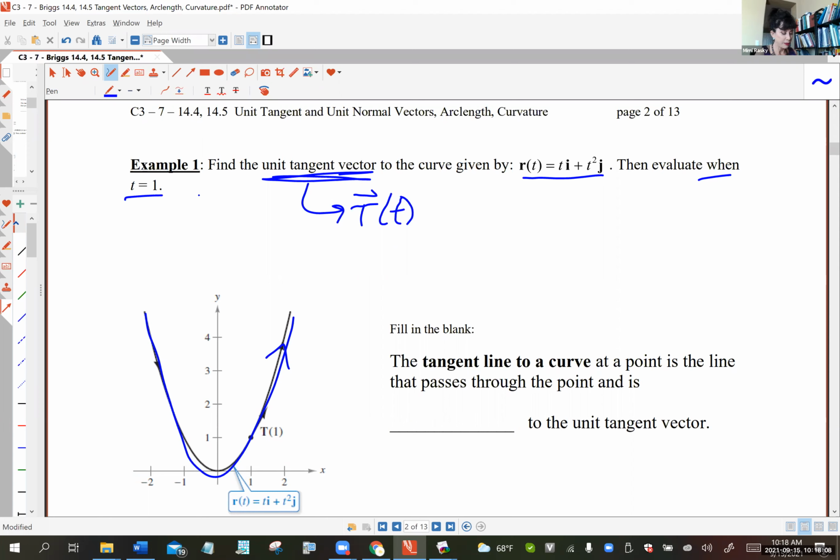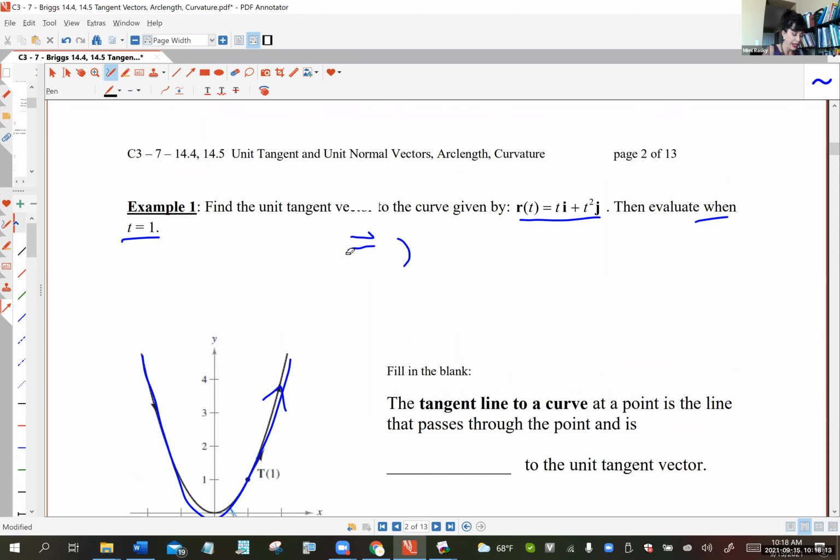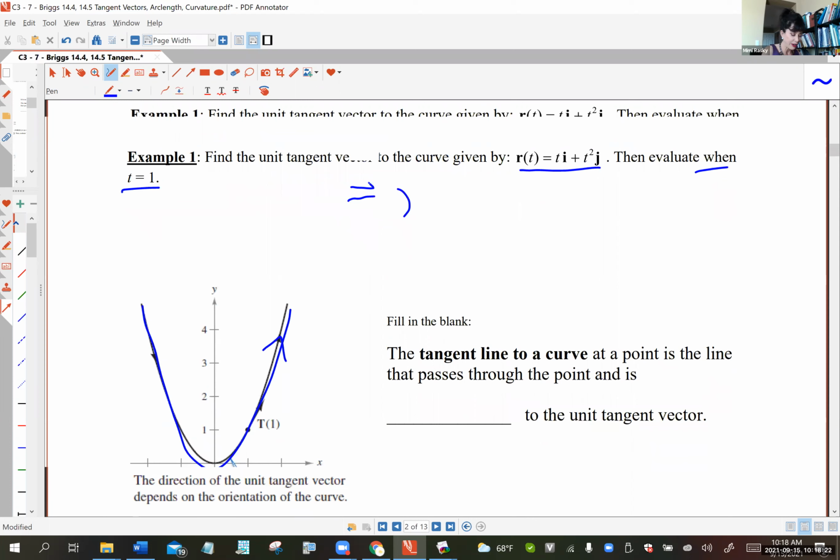Okay? Easy peasy, easy enough. Okay, so the first step that you do when somebody asks you for big T is you go get R prime. And then the second step is you unitize it in that order. So that's all. It's not that hard.